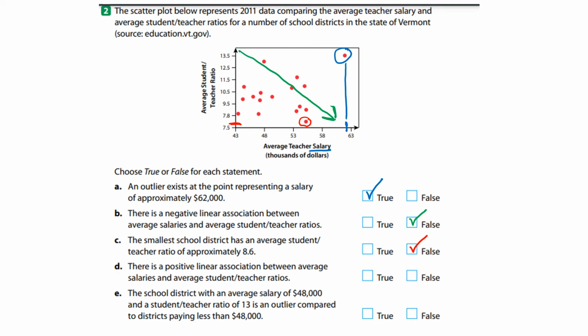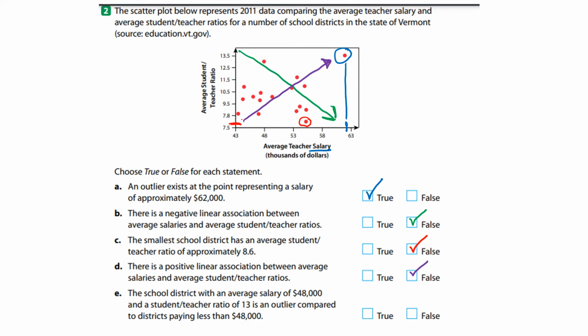Letter D, there is a positive linear association between salaries and average student to teacher ratios. So that would be if I drew a line going from the bottom to the top. Again, the points are not clustered around that line, so that statement is false.